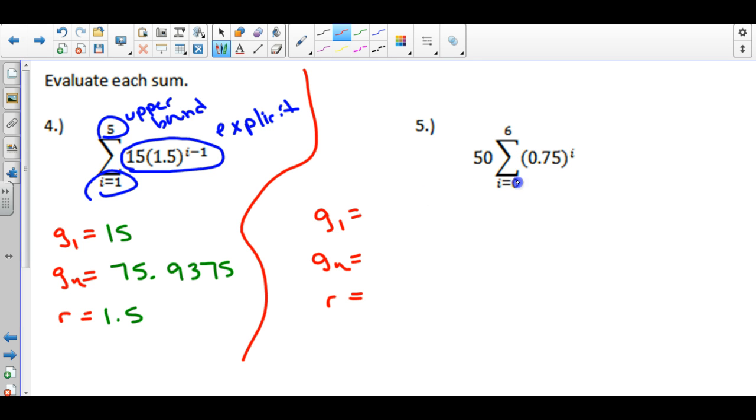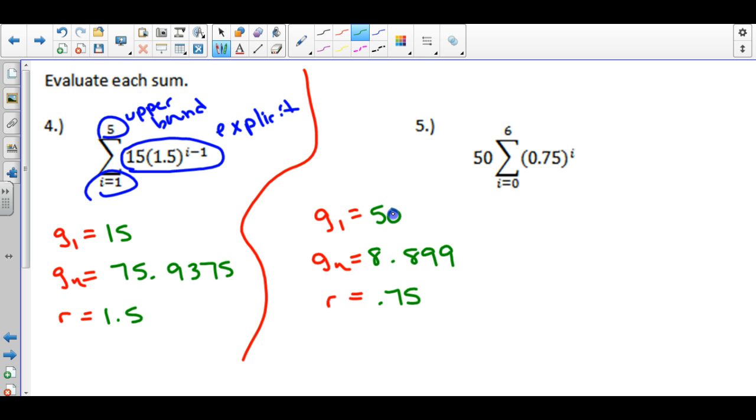So in order to figure out our first term, I'm going to substitute 0 in for i. 0.75, again, anything to the 0 power is 1, but we have to multiply it by this value out front, which is 50. So that tells me my first term is going to be 50. The last term, I'm going to substitute 6 in for i, so I'm going to take 0.75 to the 6th power, which is a really ugly decimal, and I'm going to multiply that by 50 when I'm done with that, and that's going to give me roughly 8.899. And then I'll take my common ratio, which is the base number, so 0.75.